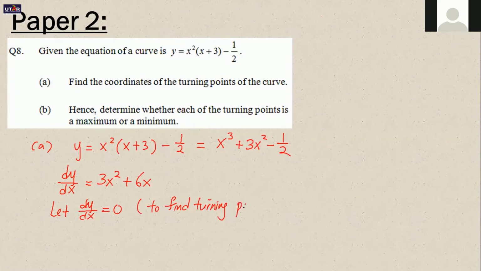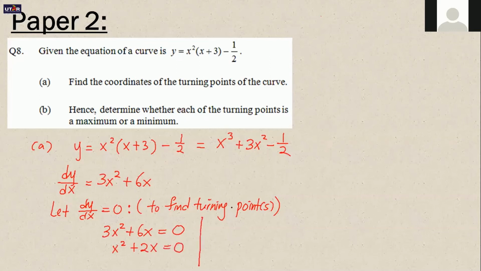To find the turning point, always let the first derivative equal to 0. So my first derivative is 3x squared plus 6x is equal to 0. So simplify it. We have this one. Okay?